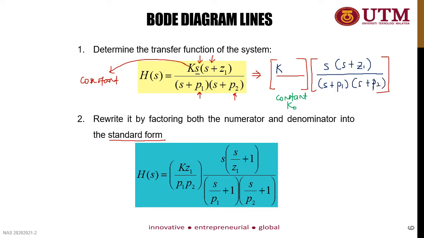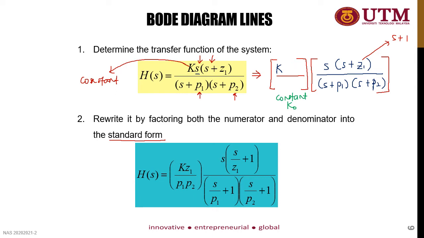So what does it mean by standard form? In standard form, you have to make sure every s term inside the bracket is added by 1. So you need to remove z1 so that it is replaced by 1. Here it must be s plus 1. At this point it must be s plus 1. It cannot be s plus any value other than 1. Therefore, in order to do that, you need to take out the z1.